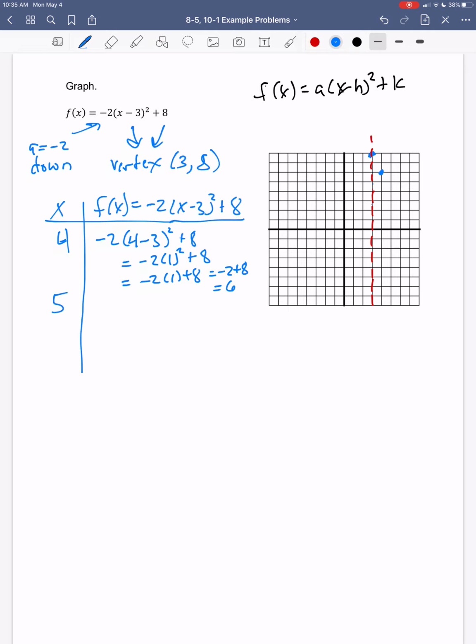If I plug in 5, I get (5 - 3)² + 8. So that's 2² plus 8 with the -2 in front. So that's -2 times 4 plus 8. So that would be -8 plus 8, which would be 0. So 5, 0.